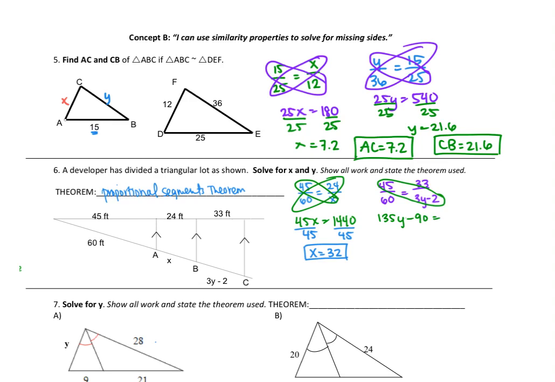And then we do 33 times 60, which is 1980. Now we can finish solving, so I'm going to add 90 to both sides. So 135y equals 2070. And then I can divide by 135. So about 15.33.